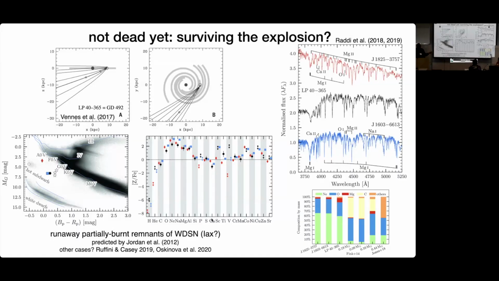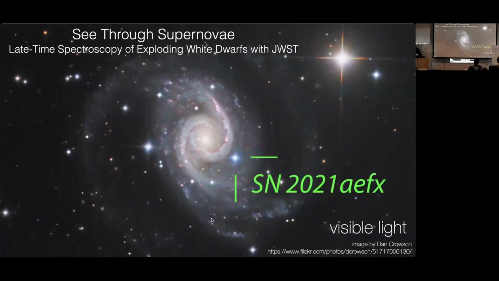And so you get these weird elements, but they're still kind of weird, puffy white dwarfs now. So anyway, these might be the not-dead-yet surviving companions of partial type Iax explosions. So kind of neat that those stars are out there.